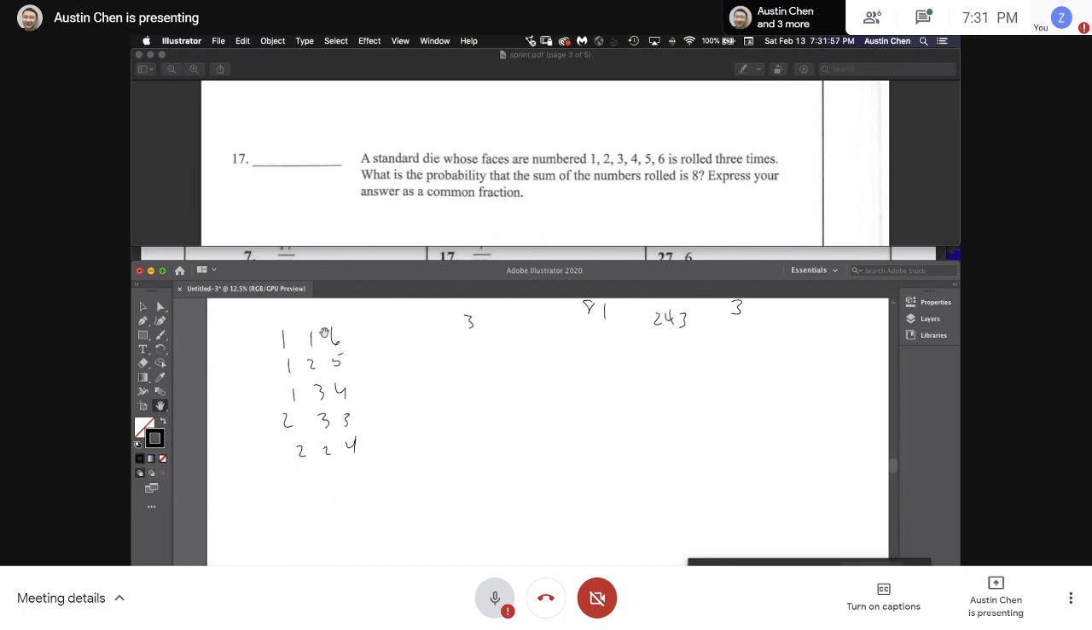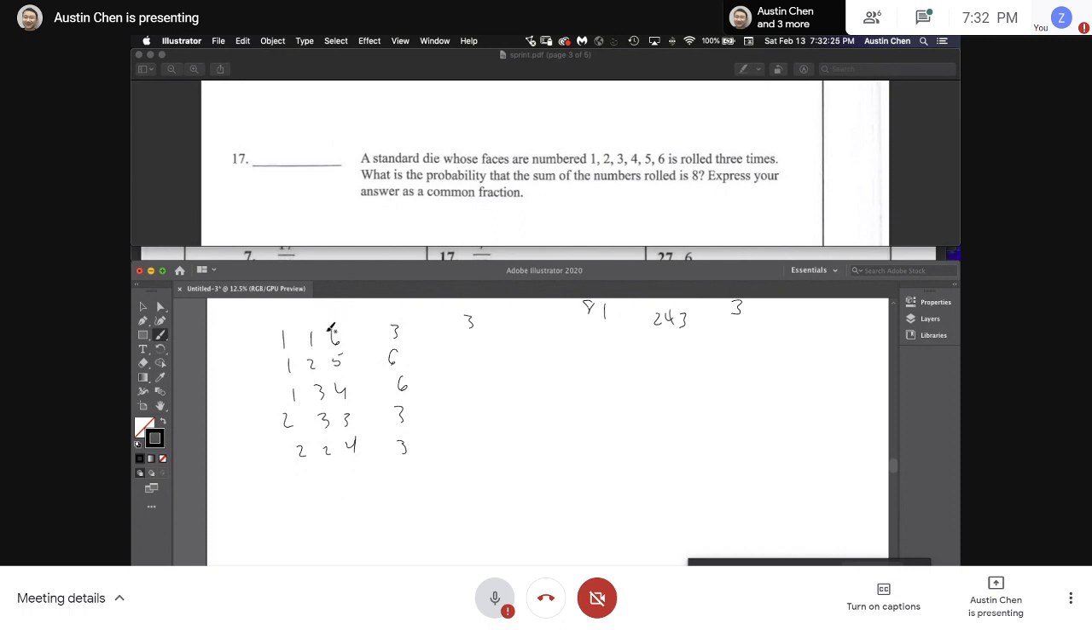And now we need to factor in arrangements, right? So 1, 1, 6, it has a repeat of 1. So that means there's only going to be 3 ways to arrange this. 1, 2, 5, these are all unique. So that means there are going to be 6 ways to arrange this. So we just look at all of them like this. This is going to be 6, this is going to be 3, and this is going to be 3. Now we look at the probabilities for each of these arrangements.